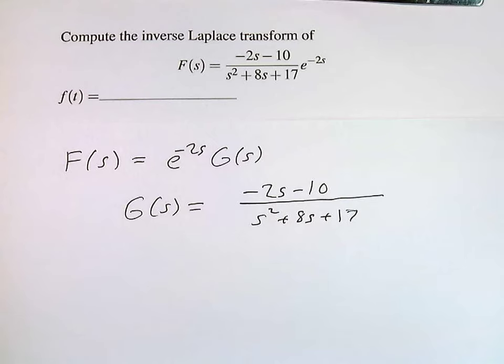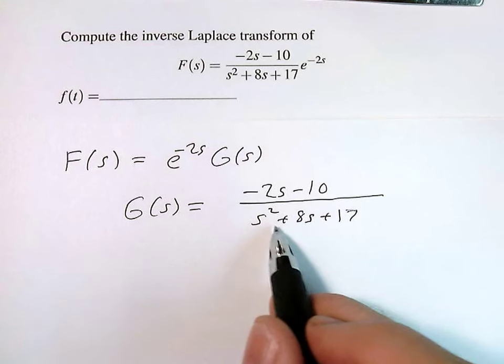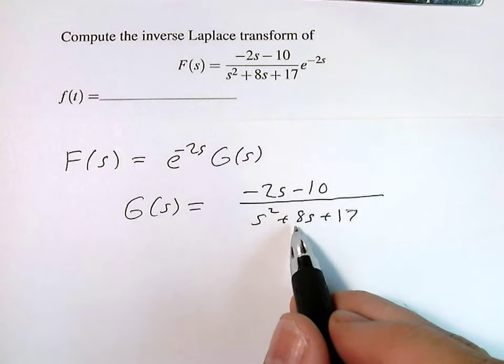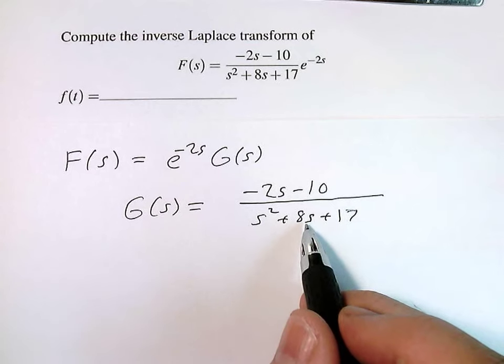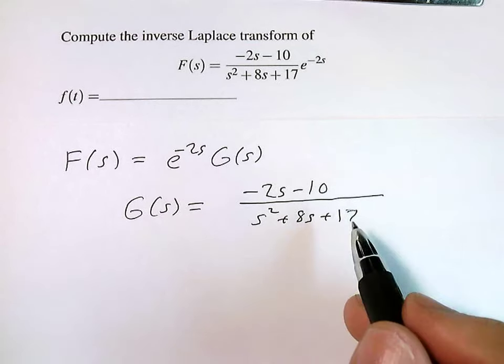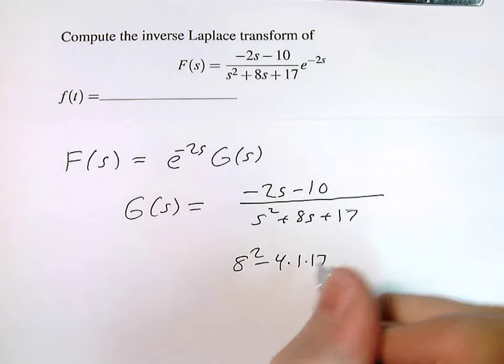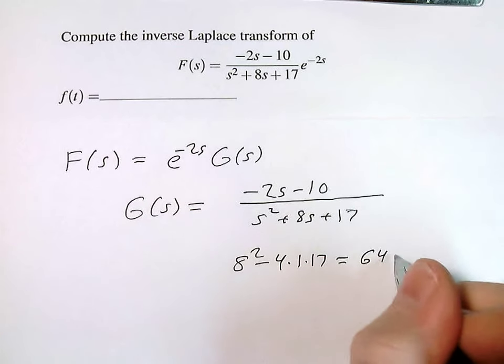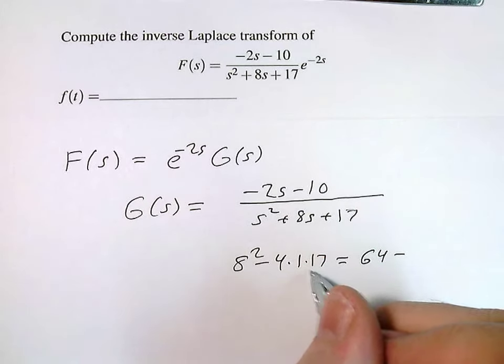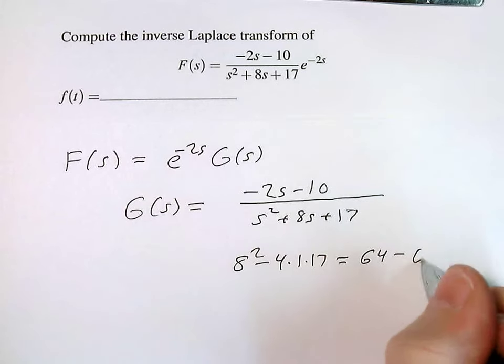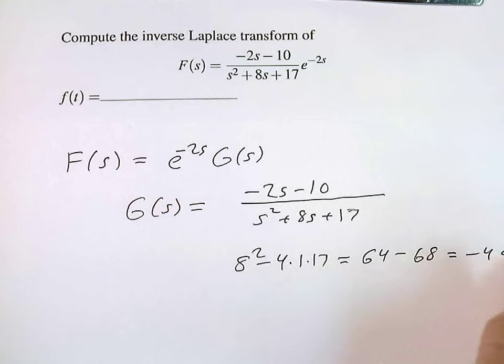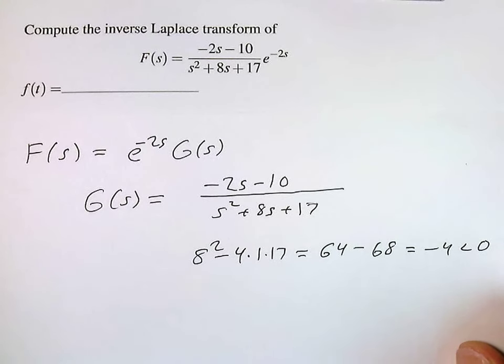Now one thing I might note here is that I can't factor this denominator. How can I tell that if I have a quadratic? My b squared minus 4ac tells me that. My 8 squared minus 4 times 1 times 17, I get 64 minus 68. I'm going to get negative 4, which is less than 0. So if I used my quadratic formula on the denominator, I would get complex roots. So I know I can't factor that.